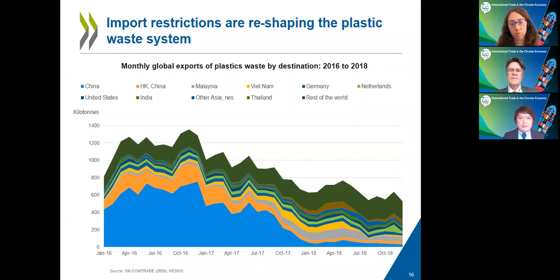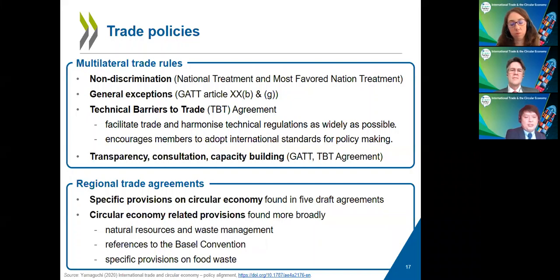So then we focus on the two policy areas on trade and circular economy. The starting point really is that trade policies are not often familiar to environmental policymakers, and circular economy policies are not familiar to trade officials. So the aim is really to try to fill in this gap. The trade policies that we looked at are rather the basic ones at the multilateral level on non-discrimination, general exceptions, technical barriers to trade, and transparency, consultation, and capacity building commitments.